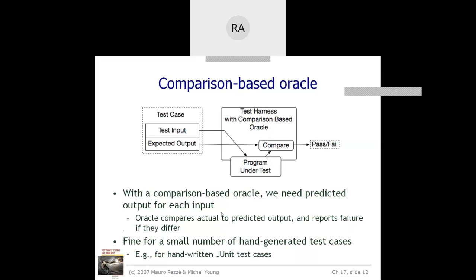So that's what it is doing. It is comparing the actual to predicted output and it is reporting whether it is failure or pass. And this comparison based Oracle is fine for generation of a small number of handwritten test cases. Whenever I have handwritten test cases, it's well and good to have a comparison based Oracle.